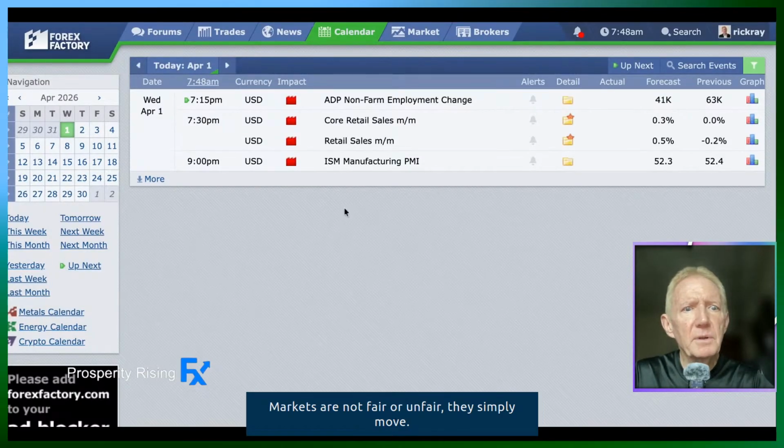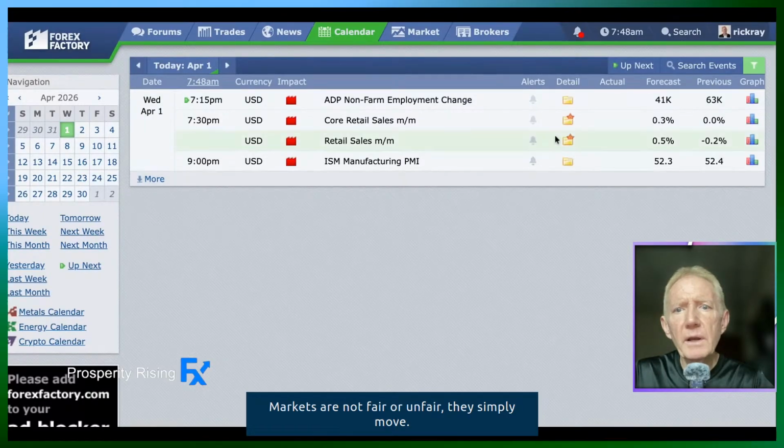Now, if you're going to be trading later in the Wall Street, New York session, you'll expect a lot of action. If you like a fast-moving market and high volatility, that is going to be today. An hour and 15 minutes before Wall Street opens, we've got the ADP non-farm employment change. Then 1 hour before Wall Street opens, we've got the core retail sales month on month, and then the retail sales month on month. And then 30 minutes after Wall Street opens, we've got the ISM manufacturing PMI.